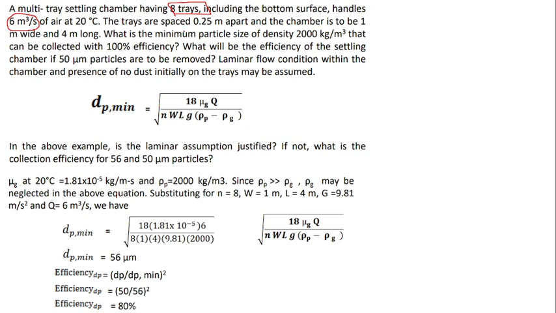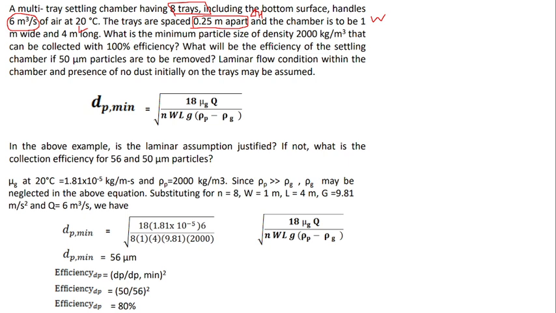The trays are spaced 0.25 meter apart. So the spacing, which is the delta H, is given, and the chamber is to be 1 meter wide, so W is equal to 1, and 4 meter long, L is equal to 4.